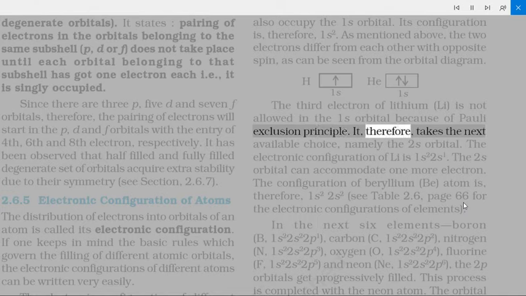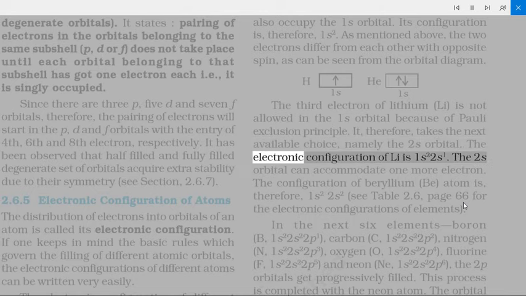It, therefore, takes the next available choice, namely the 2s orbital. The electronic configuration of Li is 1s²2s¹. The 2s orbital can accommodate one more electron. The configuration of beryllium, Be, atom is, therefore, 1s²2s², see table 2.6 for the electronic configurations of elements.